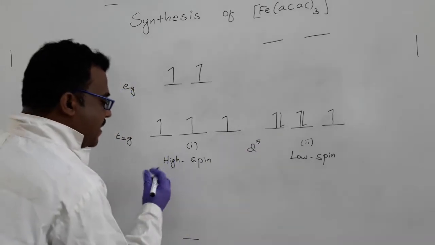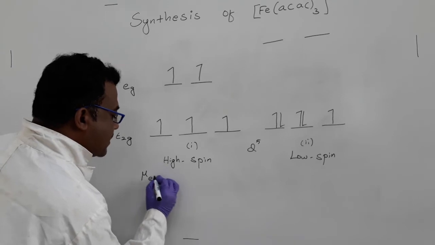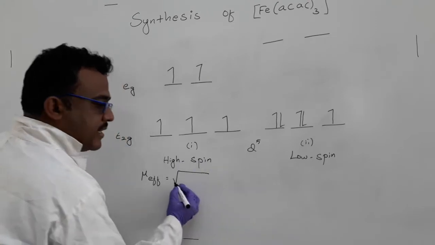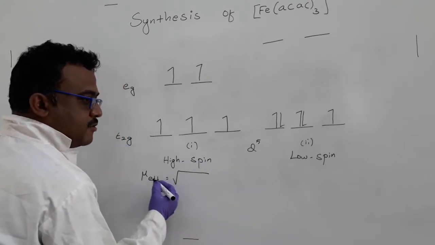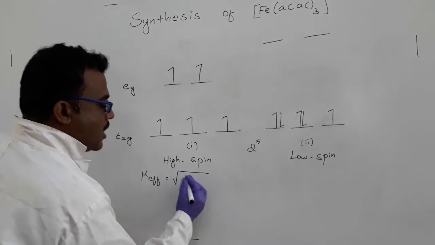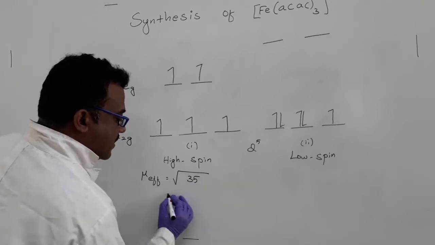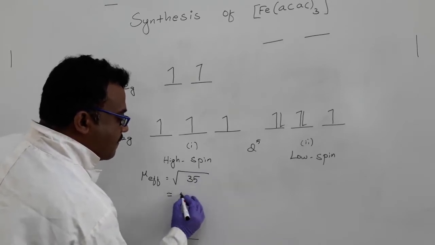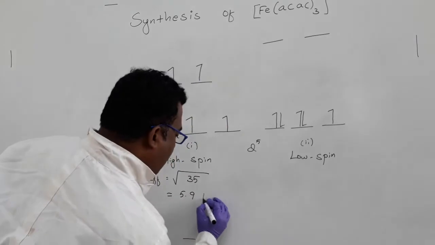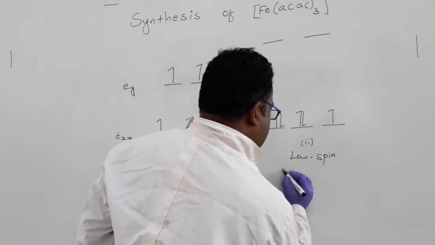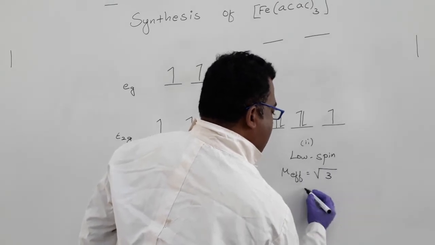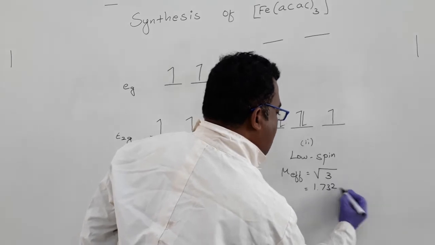If you calculate the spin only magnetic moment for case 1, you have 5 unpaired electrons. We know that the spin only magnetic moment is equal to root of n into n plus 2, where n is the number of unpaired electrons. So you get root of 35, which is equal to 5.9 Bohr magneton. When we come to the low spin system, the spin only magnetic moment is equal to root of 3, which is equal to 1.732 Bohr magneton.